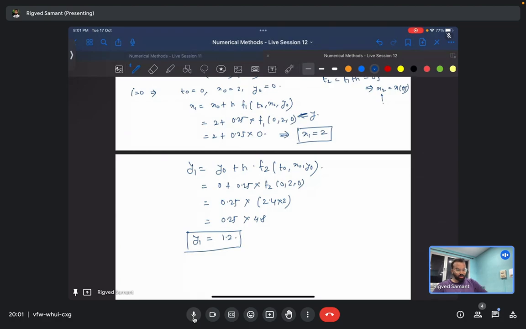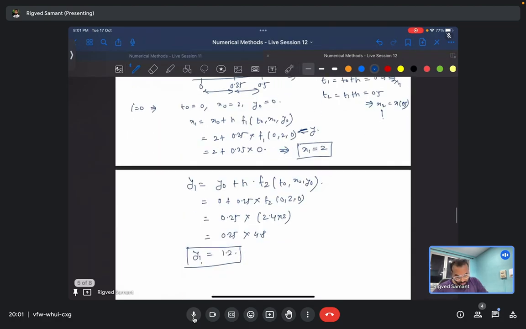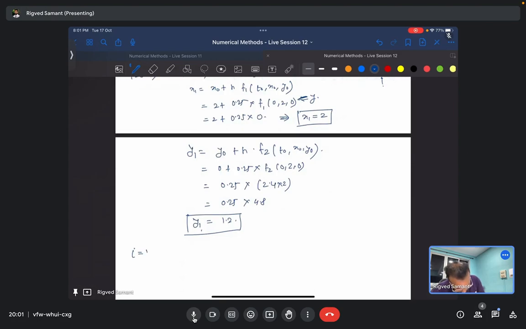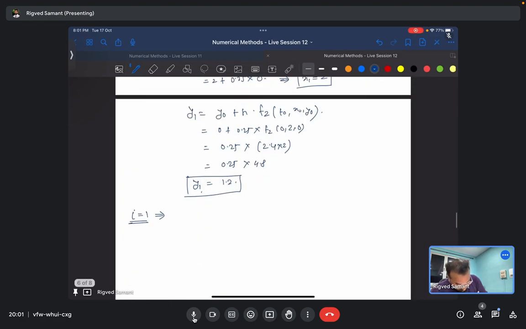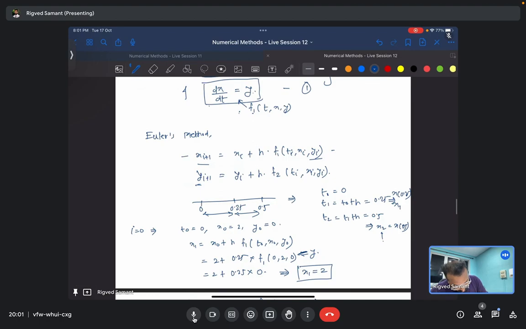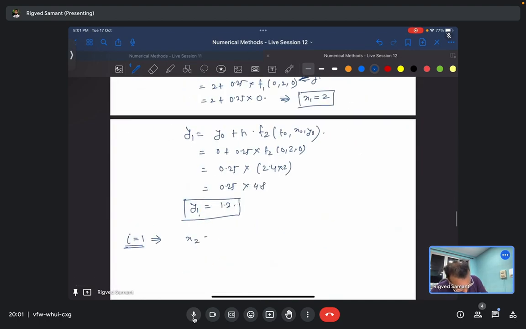So you got x1, you got y1. Now using this x1, y1, you can calculate x2. How will you calculate x of 2? If you consider i equal to 1, this equation will become x2 is equal to x1 plus h into f1 of t1, x1, y1, right?